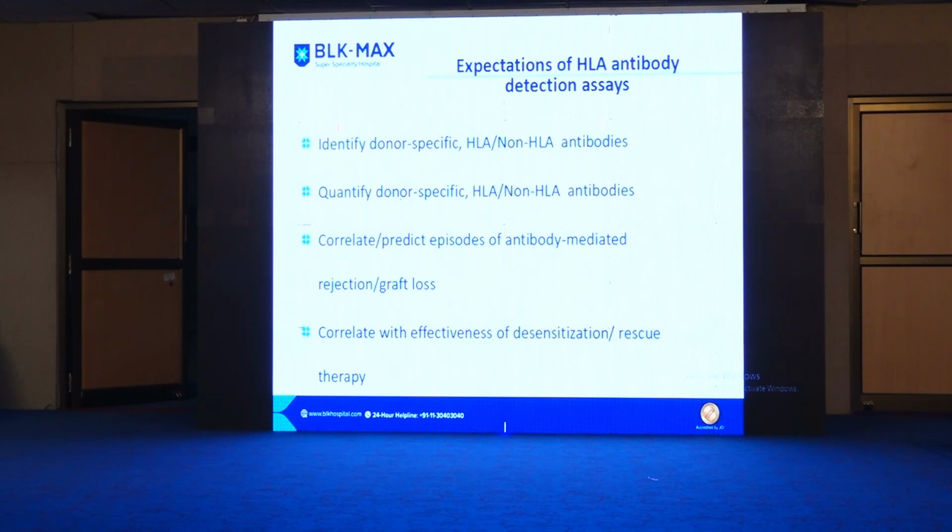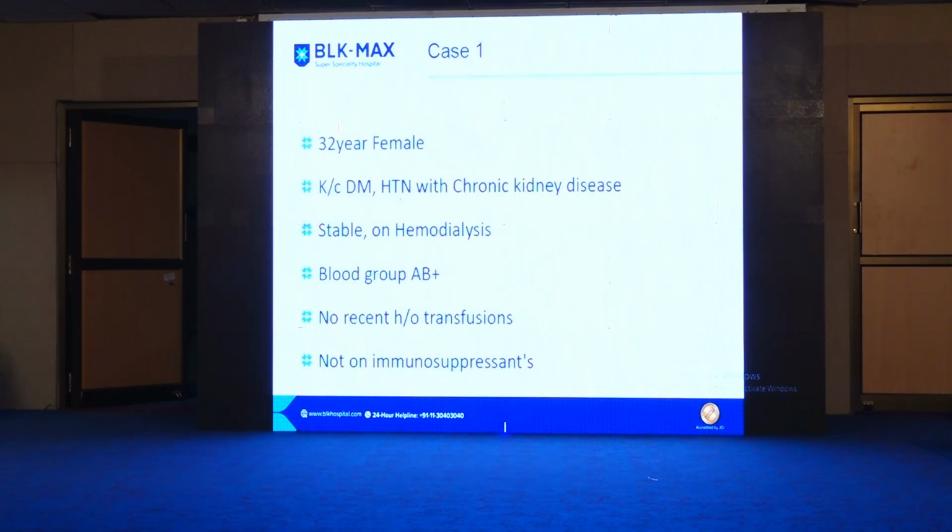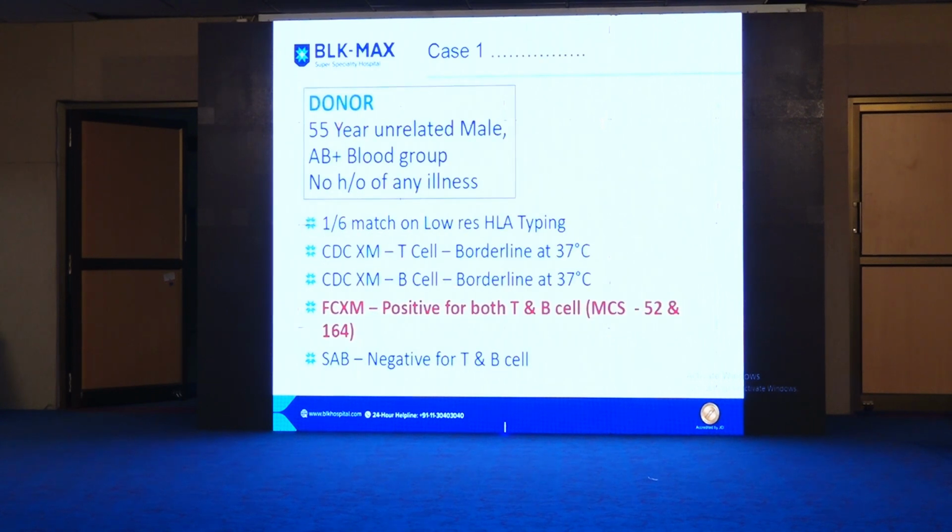But sorry, this does not happen with all of these tests. If you look at the test, pre-transplant or a post-transplant setting, you're basically trying to do a compatibility, and in that there will be a lot of ifs and buts which will come up. So I'll just show you two quick cases. A 32-year-old female, otherwise an end-stage renal disease on hemodialysis, group was AB positive, no recent transfusions or immunosuppressants, and the donor was a 55-year-old male. Flow cytometric cross-match was positive for T and B cells. All the other tests were negative, and the match was only 1/6, low resolution HLA typing. This is a previous case which I'm sharing with you.